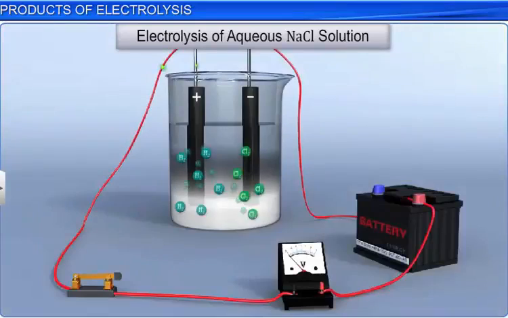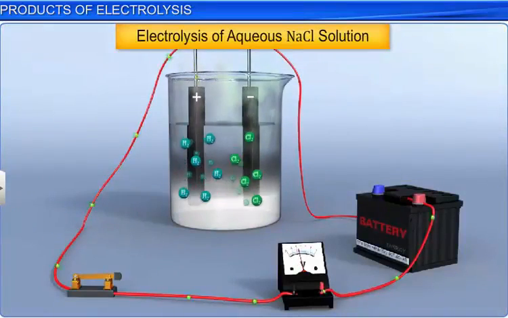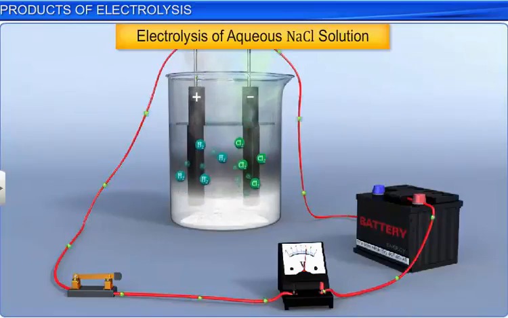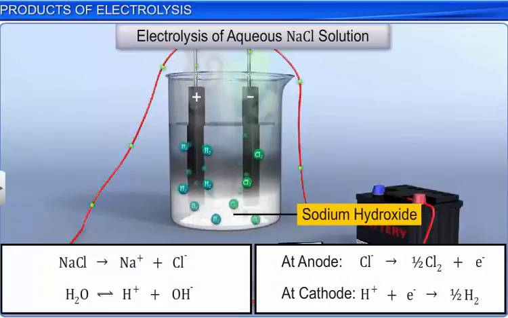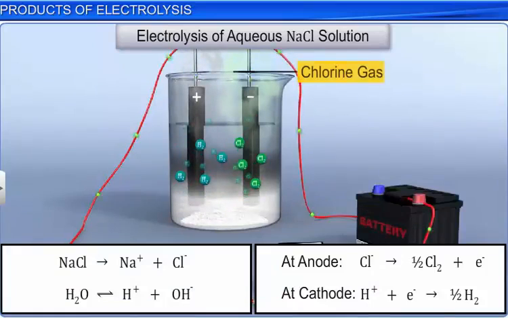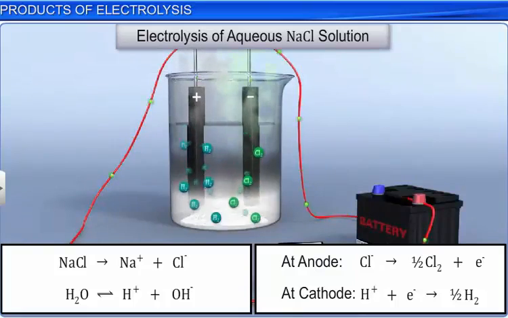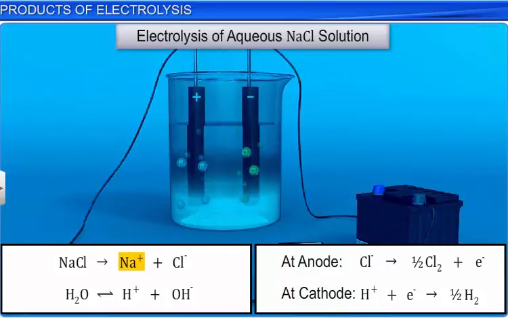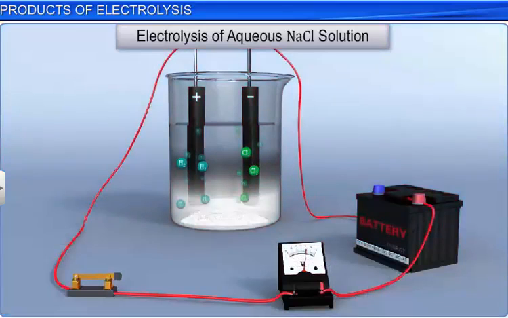The electrolytic decomposition of aqueous sodium chloride solution, on the other hand, produces sodium hydroxide, chlorine gas, and hydrogen gas. In this case, besides sodium and chloride ions, hydrogen ions and hydroxide ions, along with water molecules, are present. Let's look at this process in detail.